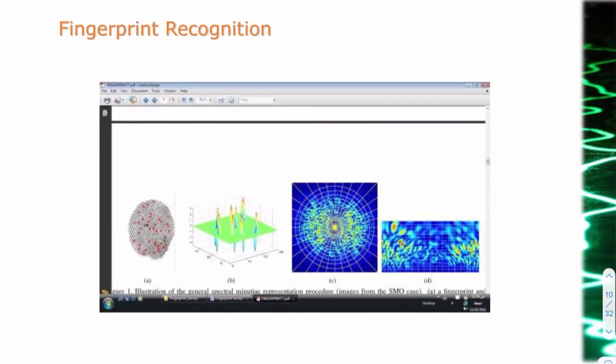So just some more examples in case you end up doing a project in your second year or third year that involves image processing, fingerprint recognition. So this is what something might look like in a spatial domain, but in the frequency domain, it's a very different representation.